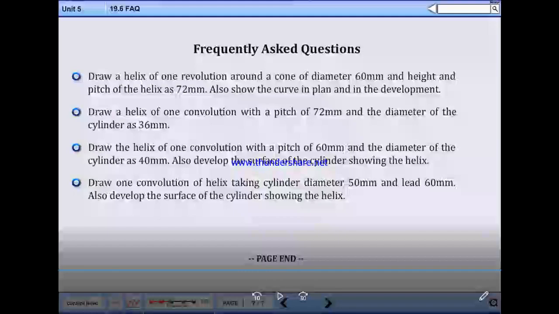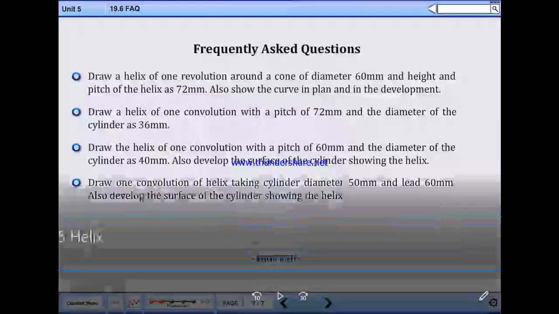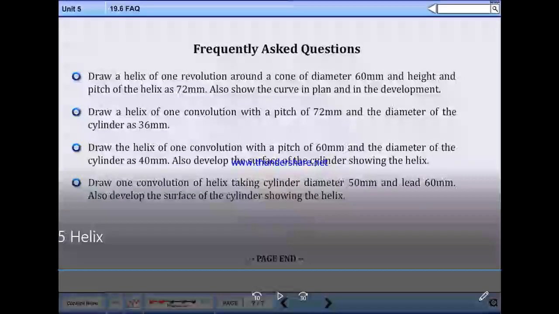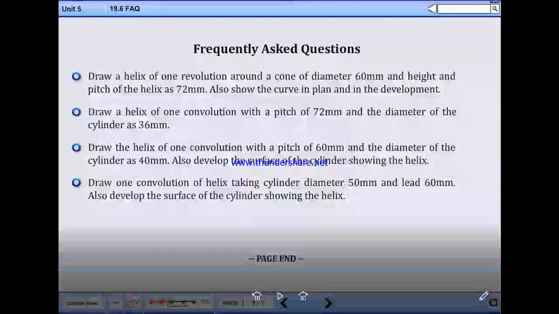Now note down the frequently asked questions. Note down all these questions because these are all important for the purpose of examinations, and practice them with the previously discussed examples.